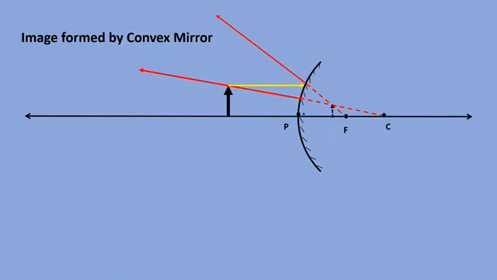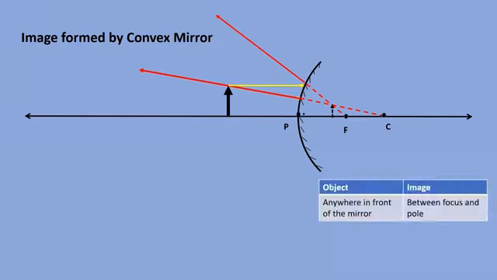Because the rays do not actually meet, they only appear to meet, so a virtual image is formed. This is not a real image. We cannot capture it on the screen. And the image is smaller in size, and it is virtual, and it is erect. So wherever may be the object in front of the convex mirror, the image is always formed between focus and pole. Nature of the image is virtual, erect and highly diminished.